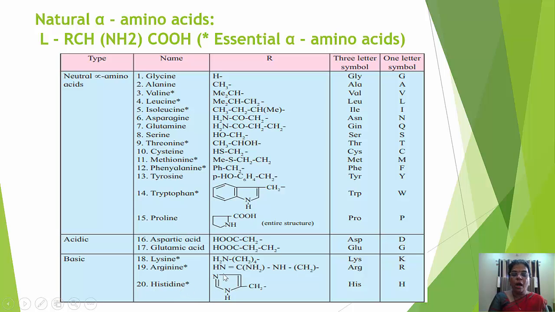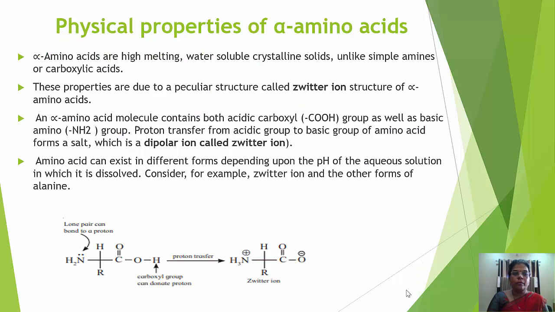Structure of this alkyl group, which is attached to the alpha carbon atom of alpha amino acid, is this, and it is represented by HIS or H. These are the examples of alpha amino acid. Now we are going to see physical properties of alpha amino acids. Alpha amino acids are high melting, water soluble crystalline solids, unlike simple amines or carboxylic acid.